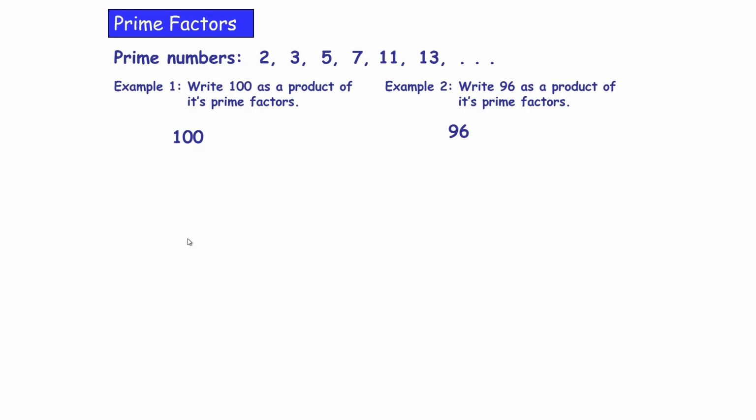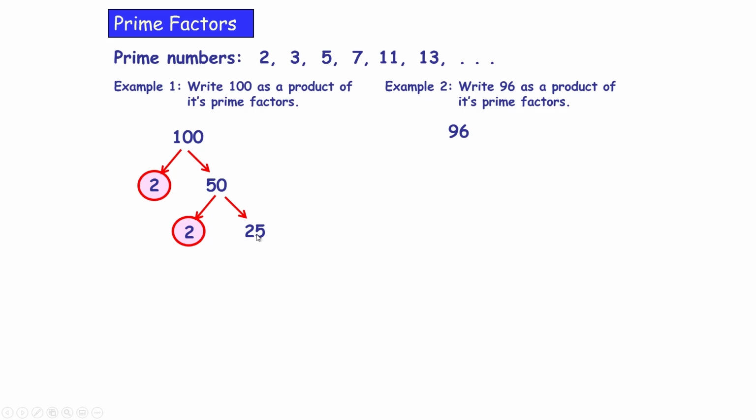Right then, on 100, does 2 go into 100? Yes, it does. It's an even number. Half of 100 is 50. Circle the 2 because it's prime, and then we try again. Does 2 go into 50? Yes, 25 times. Circle the 2. Now 2 doesn't go. What about 3?